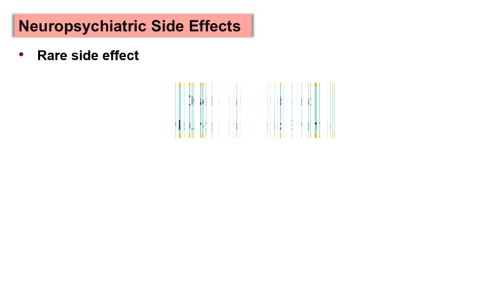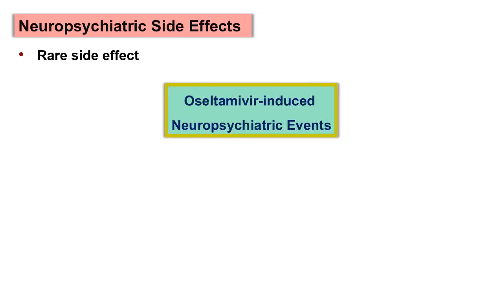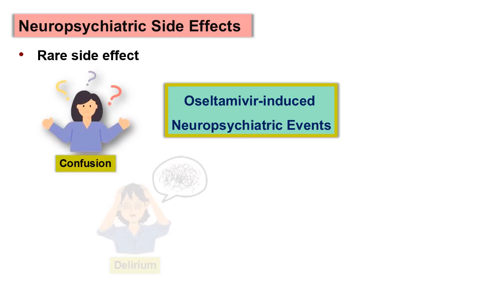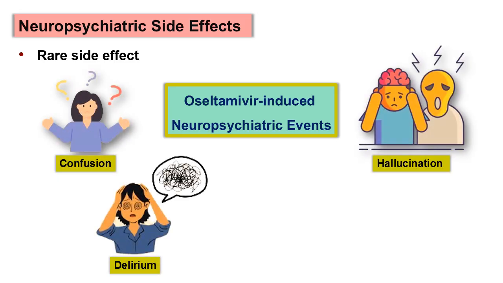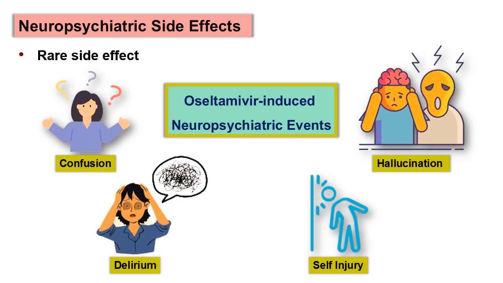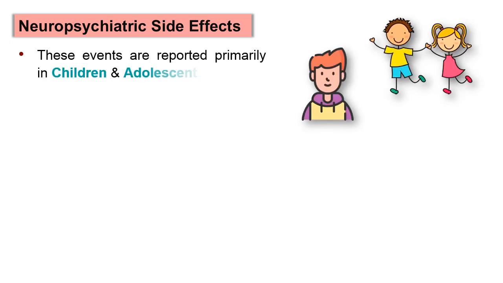Number 2, neuropsychiatric side effects. Although rare, Oseltamivir has been associated with neuropsychiatric events such as confusion, delirium, hallucinations, and in some cases, self-injury. These events are reported primarily in children and adolescents.